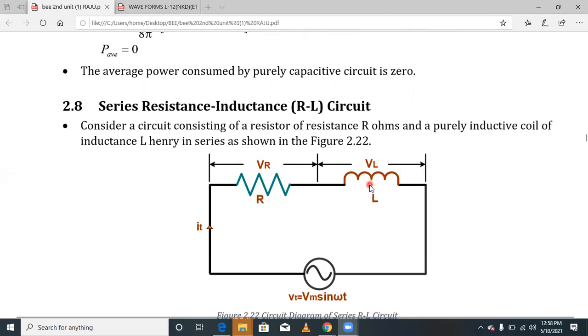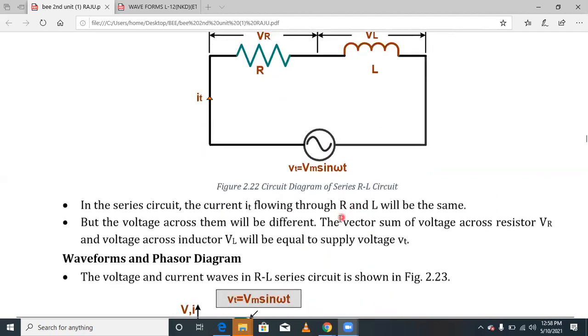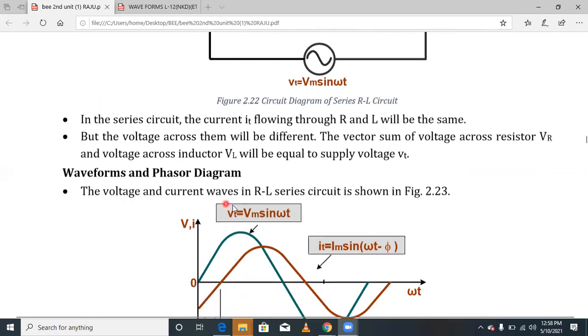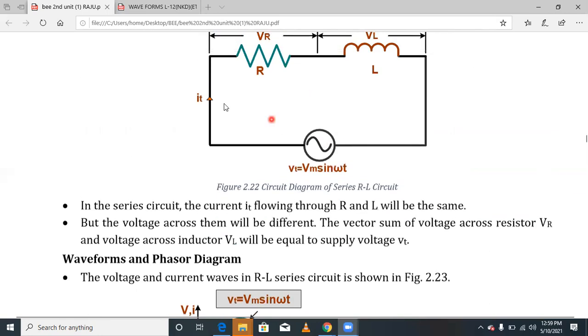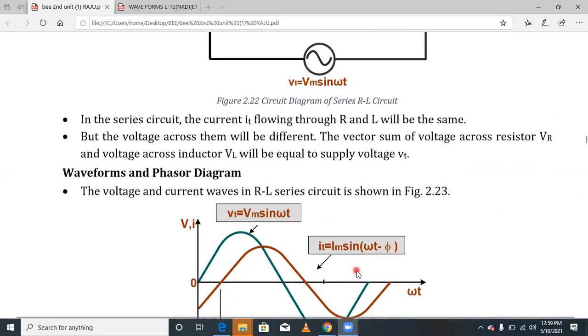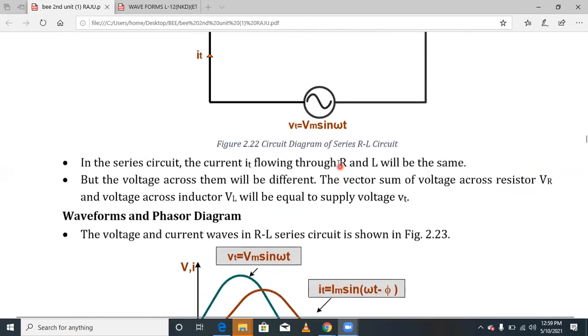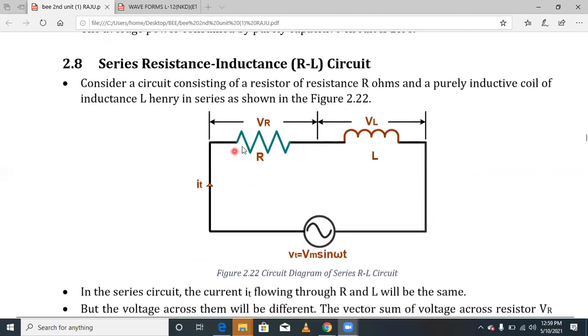That angle is called phi. The voltage is v(t) equal to the supply voltage Vm sin omega t. Then i(t) is equal to Im sin(omega t minus phi). This is the current flowing through the series circuit. So i(t) is the current flowing through the resistor R, and the same current i(t) is also flowing through the inductor.